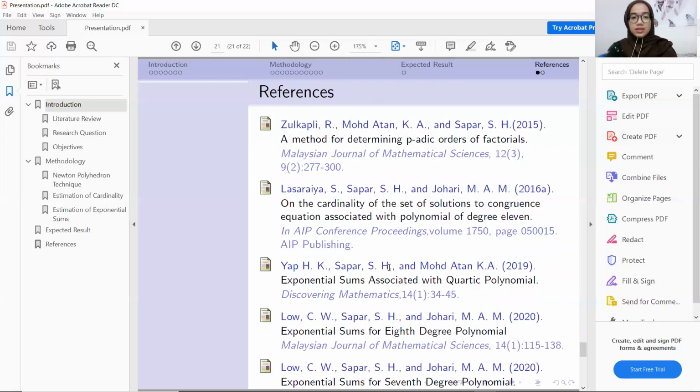So this is the reference. There are 5 journals or articles that I use to complete my research proposal, and these five articles and journals, I compare them, and basically these articles have the same information, so I need to compare them.